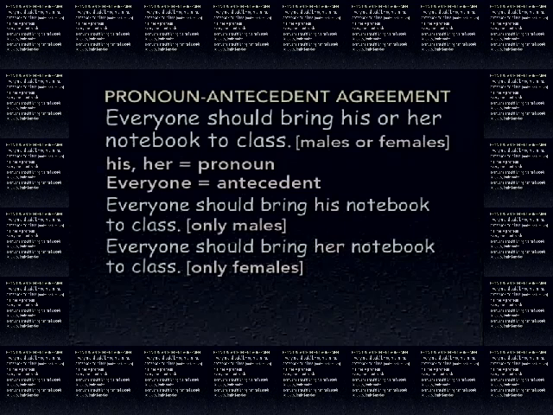Under these circumstances, the correct way to set up the sentence is by using the phrase his or her. And that's what we've done in this sentence. Everyone should bring his or her notebook to class. That way, no matter whether the individual student is male or female, the correct pronoun would have been used.